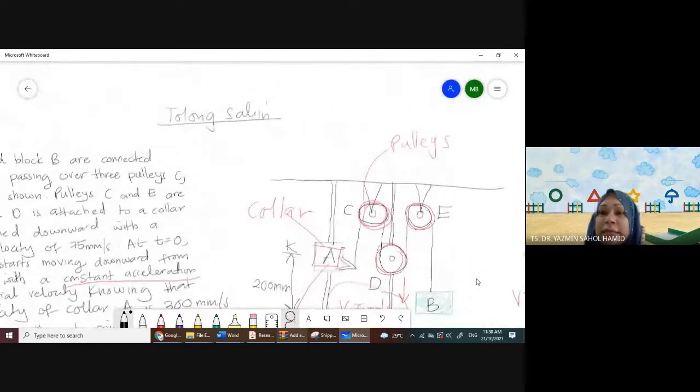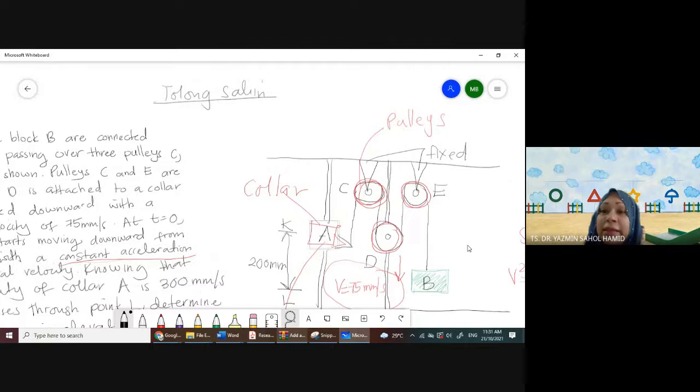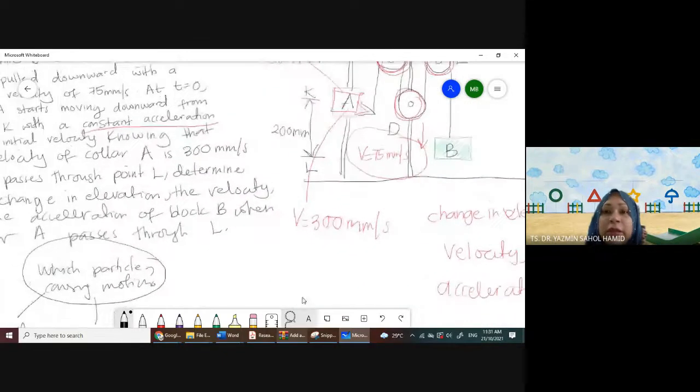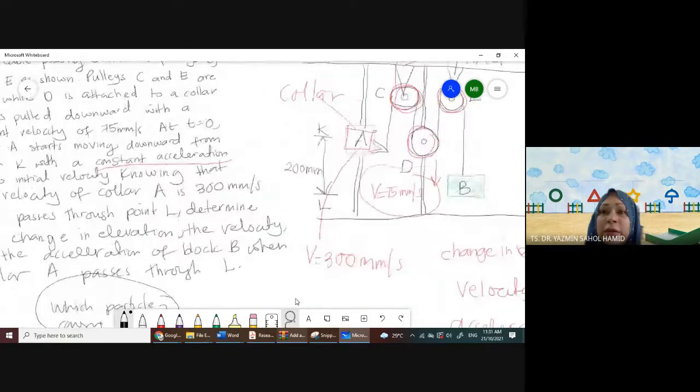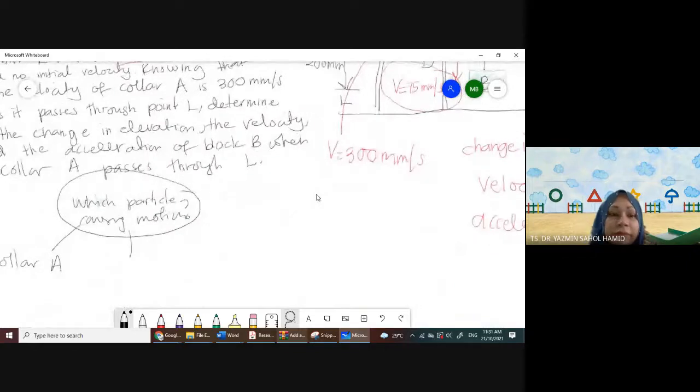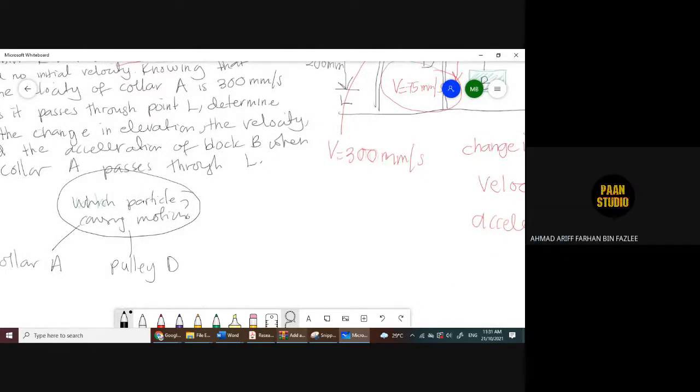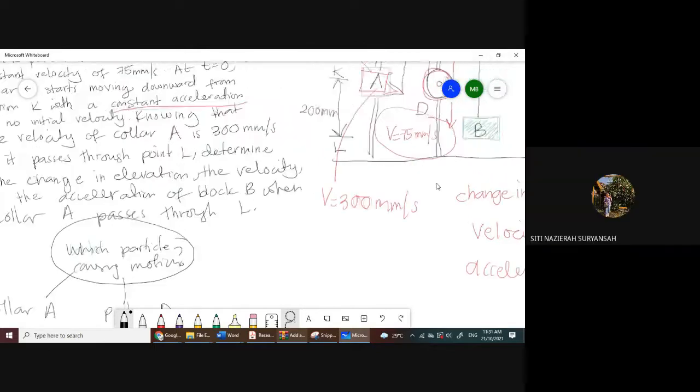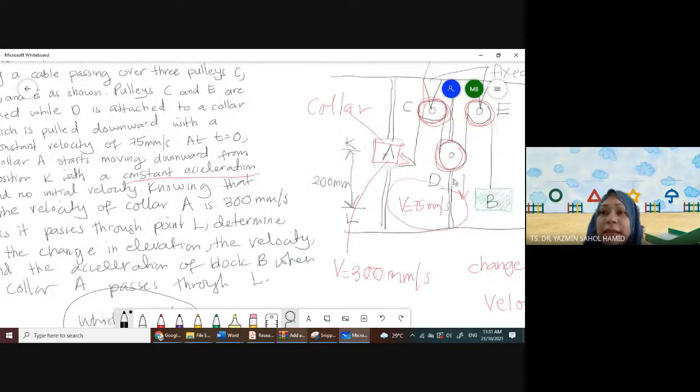Because pulley C and pulley D are fixed. Fixed, so it's not going to move. It's going to maintain the position. Now, is pulley D going to cause motion? Now pulley D has a constant velocity going downwards. So it means pulley D can go down.